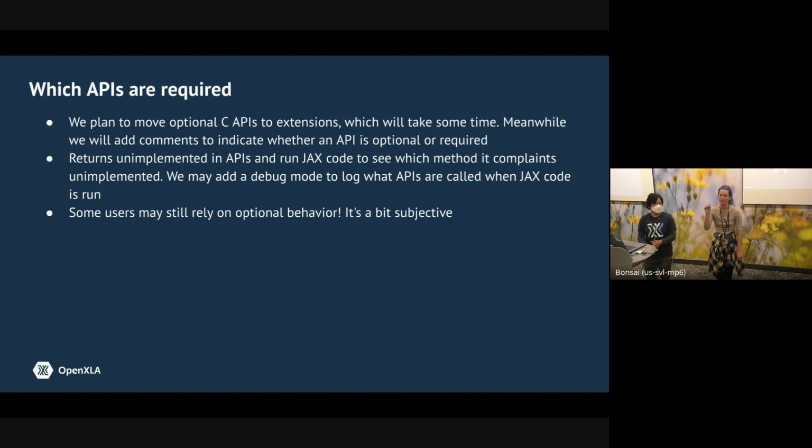Once you get basically jit and pmap working, the JAX unit tests are actually really good coverage. Well, too much coverage. That's why we need to indicate which things are optional. And also, optional is still subjective, so it depends on the user.